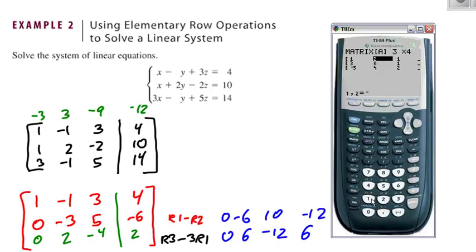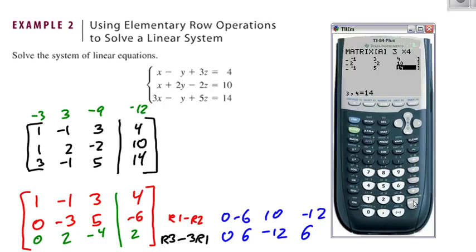The -1 is next. Enter. 3 and 4. Row 2 is 1, 2, enter, -2, enter, 10. And row 3 is 3, enter, -1, enter, 5, enter, 14.